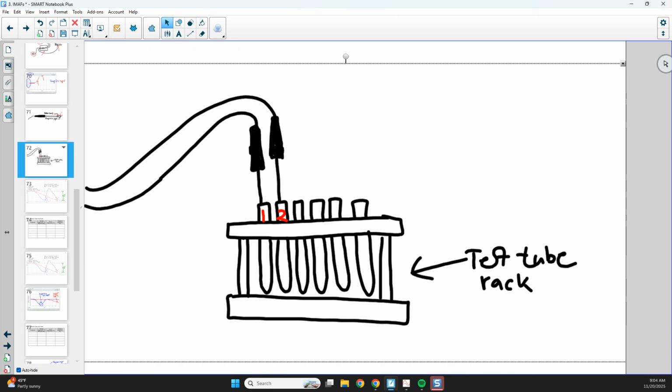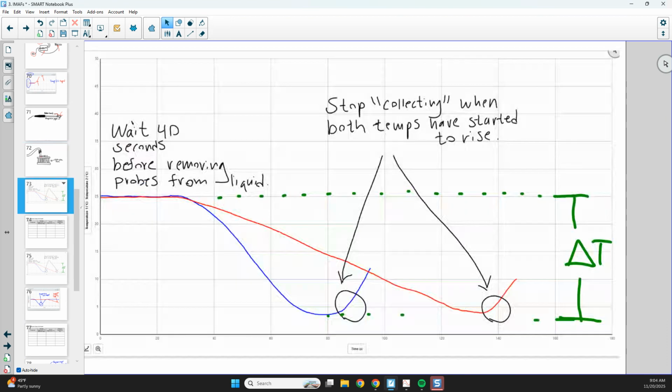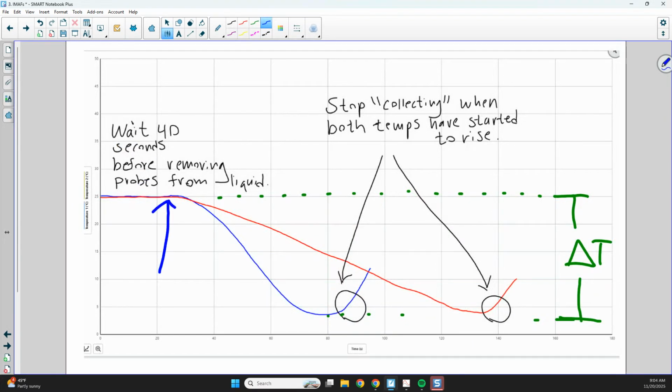So this shows sort of the whole line. This is what it's going to look like when you're all done. Notice at the start here that I had a good flat line before I moved on to the next step, okay? So step 5 says to leave each probe in the liquid. Okay, I already read that one.